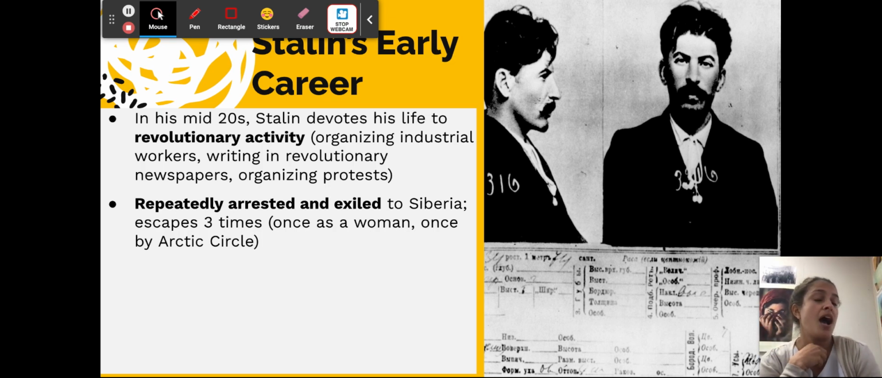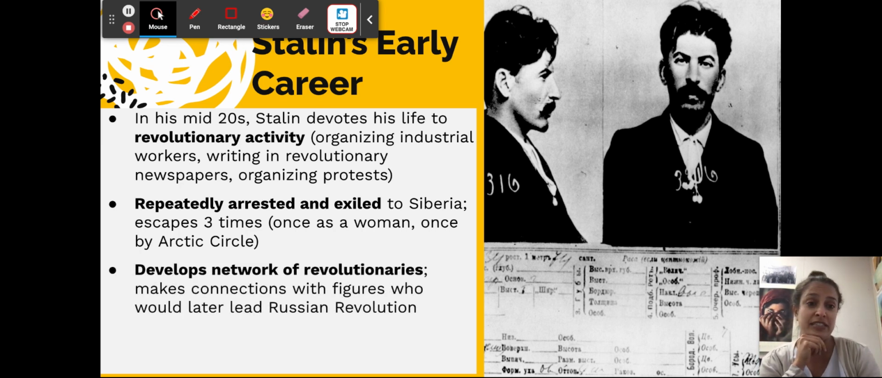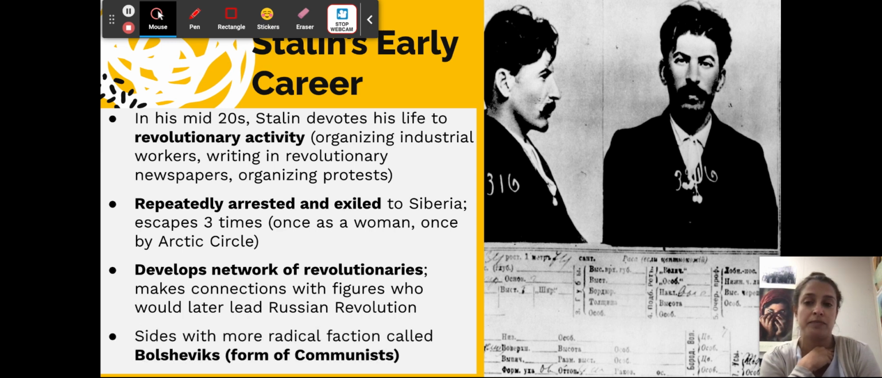I don't know. He was able to escape relatively easily from Siberia, shocking as it is. All he needed was money, fake papers, and potentially a disguise. As he left Siberia, he developed a network of revolutionaries, and he would later make connections with Vladimir Lenin, who would go on to lead the Russian Revolution. And he would then side with a group known as the Bolsheviks, who were a form of communists.